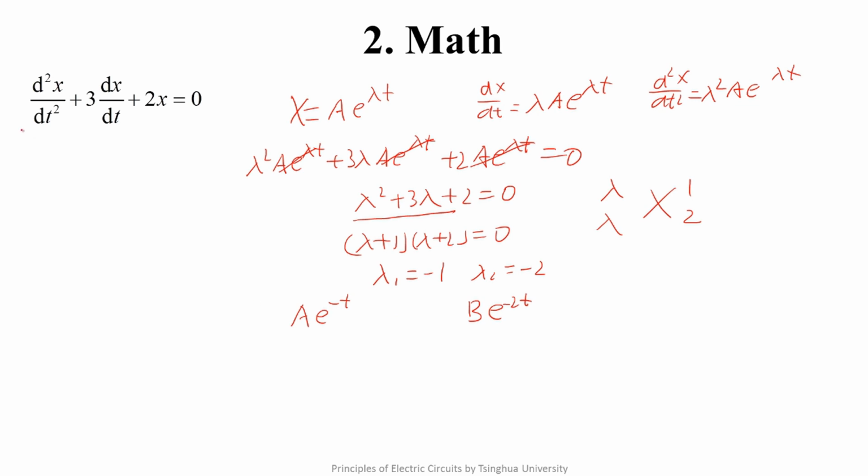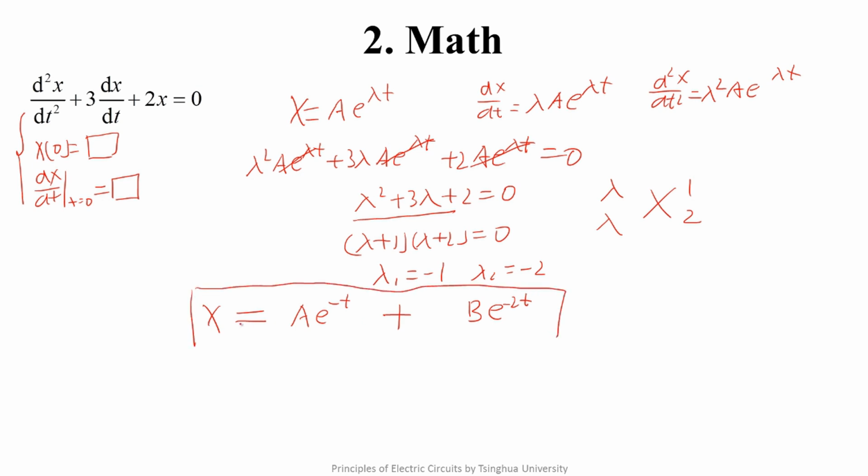If we want to complete the solution for a second-order ordinary differential equation, in addition to the equation, we need two other conditions. That is the value of x0 and the value of dx/dt when t equals 0. So we usually write x equals a times e to the power of minus t plus b times e to the power of minus 2t as the form of a general solution of the homogeneous equation. This is the form of the general solution for the homogeneous equation when the algebraic equation has two different real roots.